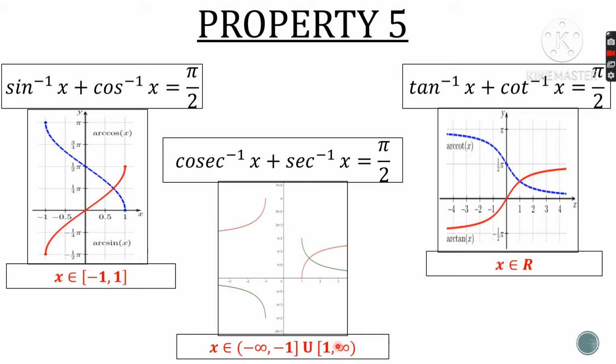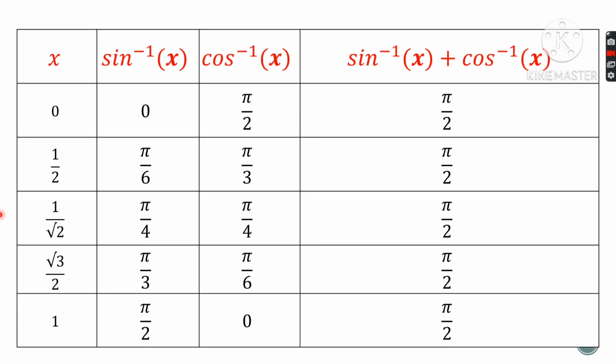Let's see an application of this. So we can have a table like this, where the first column is for x, second column sin inverse x, third column cos inverse x, next one sin inverse x plus cos inverse x. So we are going to check whether we get sin inverse x plus cos inverse x as pi by 2 for different values of x. Now when x is equal to 0, sin inverse of 0 is 0. When x is 0, cos inverse of 0 is pi by 2. So 0 plus pi by 2 will give you pi by 2.